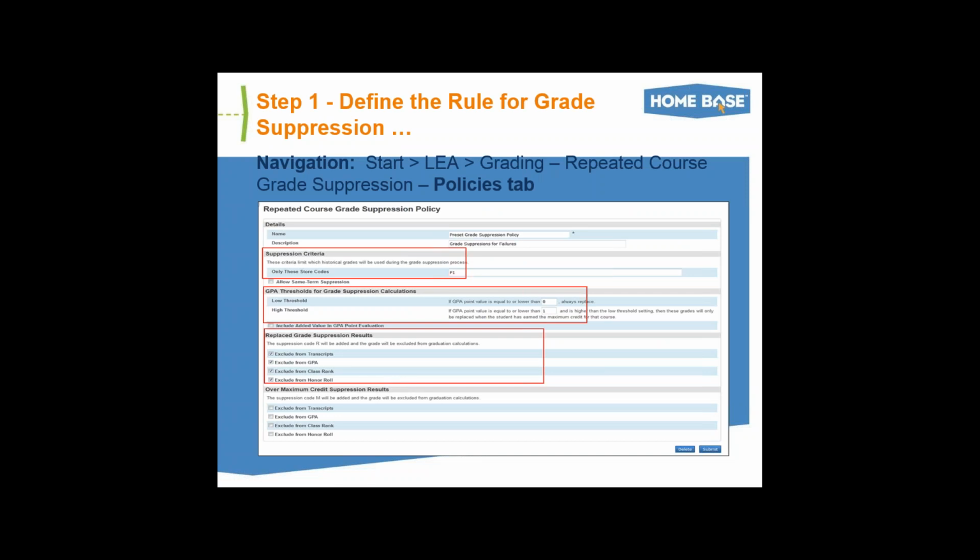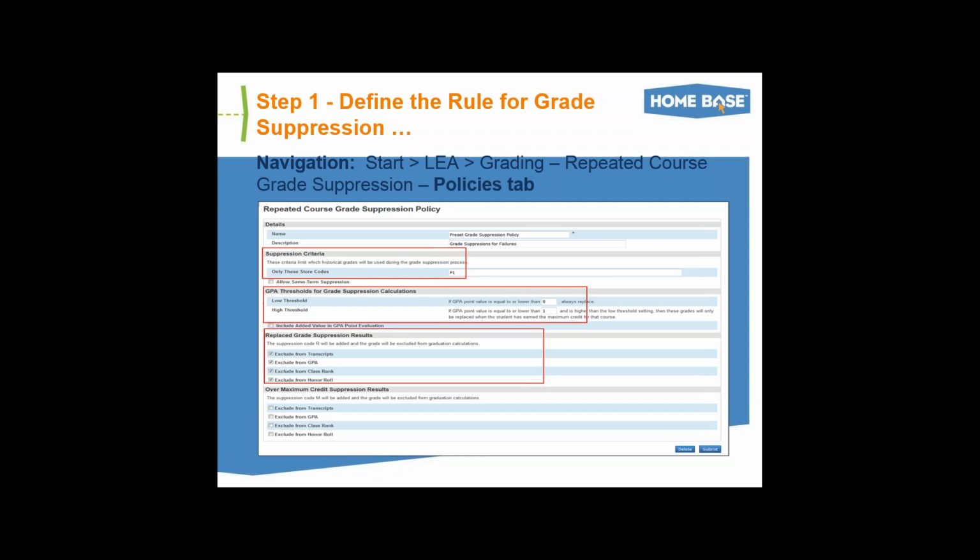We have pulled this one up. We've given it the name of the preset grade suppression policy. I went in and filled in the following information. We gave it a description because I want to call it grade suppression for failures. The next is suppression criteria. These criteria limit which historical marks will be used during the grade suppression process.